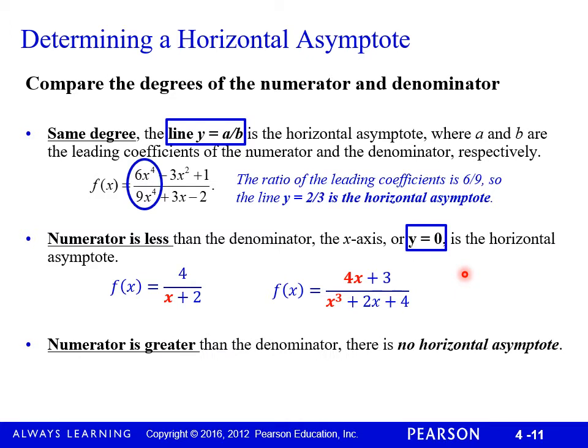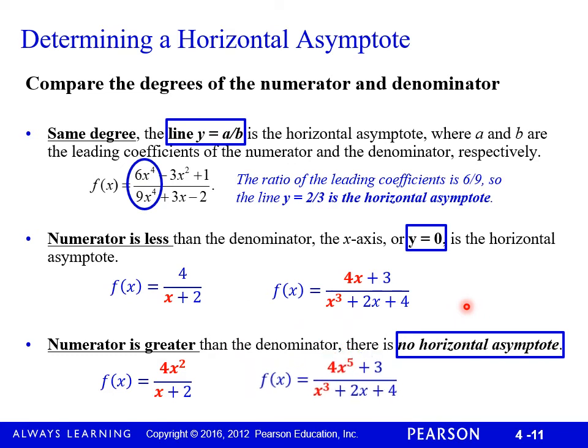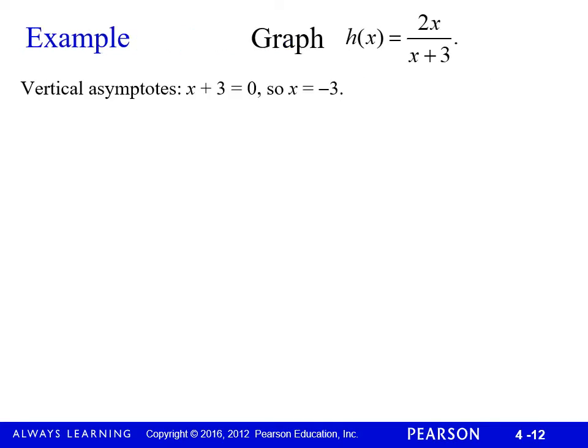If the degree of the numerator is greater than the denominator, then there is no horizontal asymptote. Okay? And here's an example there. 4x squared over x plus 2. The degree of the numerator is 2. The degree of the denominator is 1. So the numerator is greater, and there's no horizontal asymptote. Another example, 4x to the fifth plus 3 over x cubed plus 2x plus 4. Again, you can see the leading terms are in red to help you identify them, and degree 5 is greater than degree 3, so again, there's no horizontal asymptote.